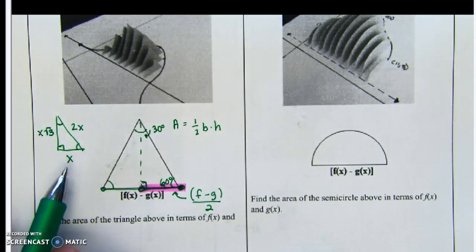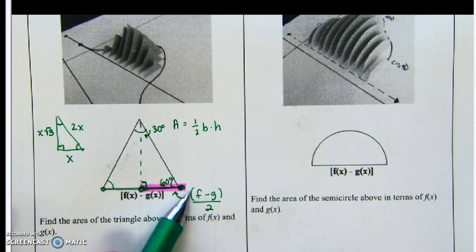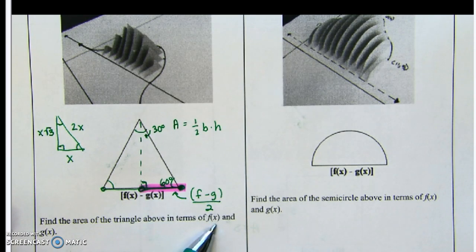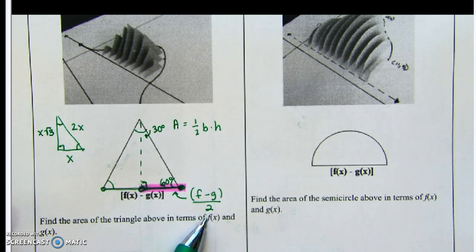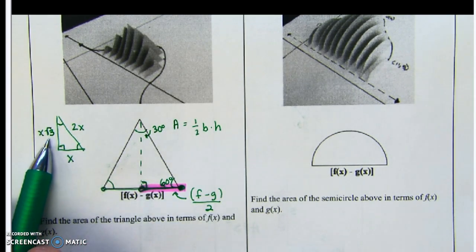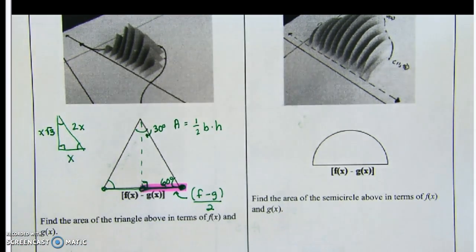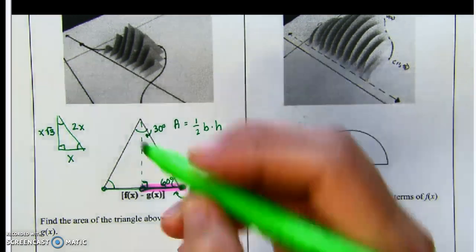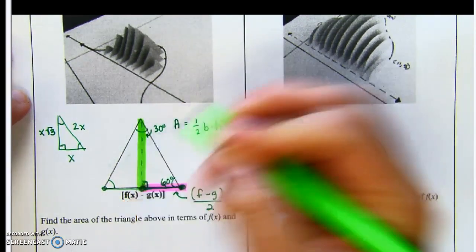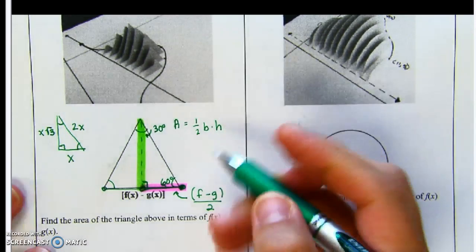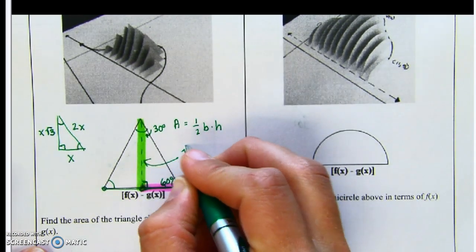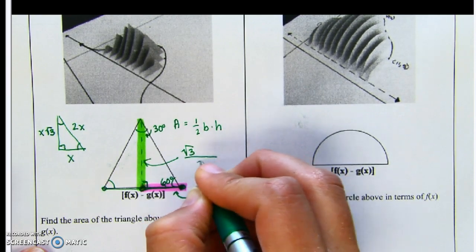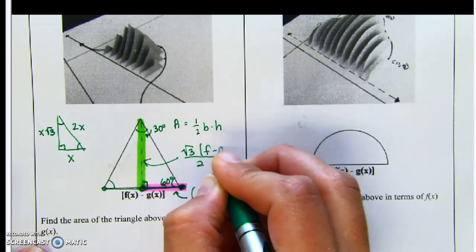So this is called our short leg. Our short leg is half f minus g, which would mean the long leg is half f minus g times the square root of 3. Another color here. So this height, see what I mean? Do you see where this is going? Square root 3 over 2 of top minus bottom.